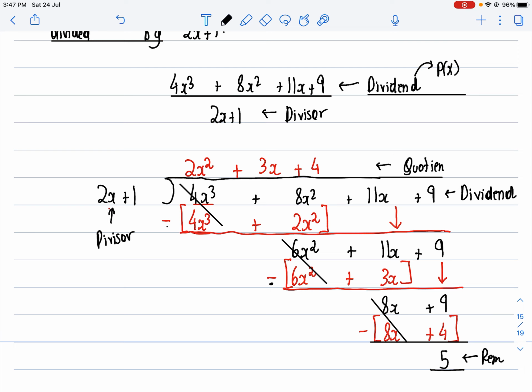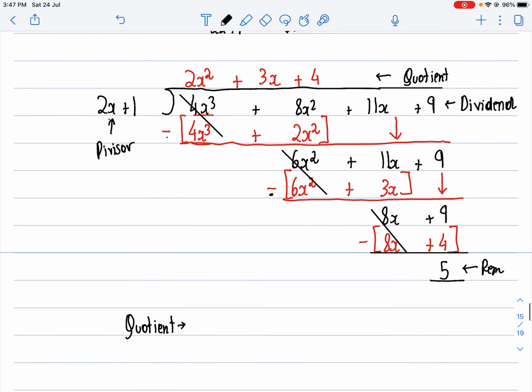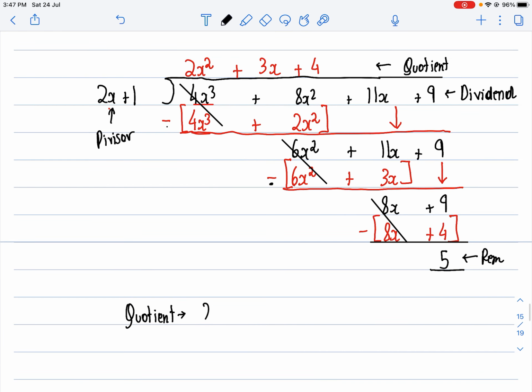So you can simply write your final answer as quotient. Because you need to find the quotient, you can simply write it as 2x square plus 3x plus 4. So this was basically the process of long division. It may be a little tough to understand at first, but it's a very simple concept and it's very safe. You can never go wrong once you understand it.